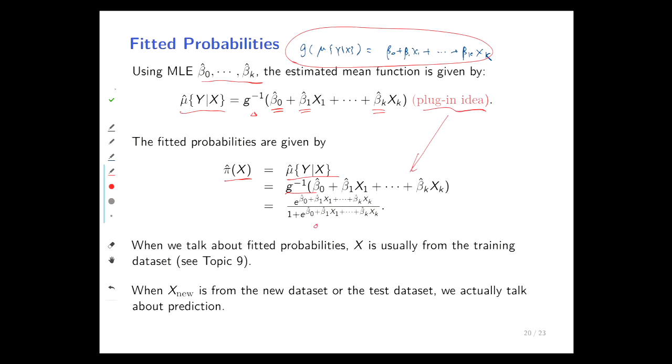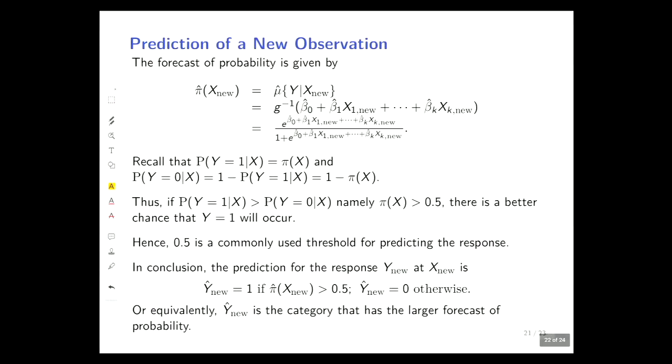Usually when we talk about fitted probability, those x's are from the training data set. But we can also consider those x as a new data set, which can be considered as the test data set. In that case, we obtain the predicted probability, the forecast of probability. The formula for the forecast of the probability is basically the same as the fitted probability, but the only difference is that we consider a new observation of x.